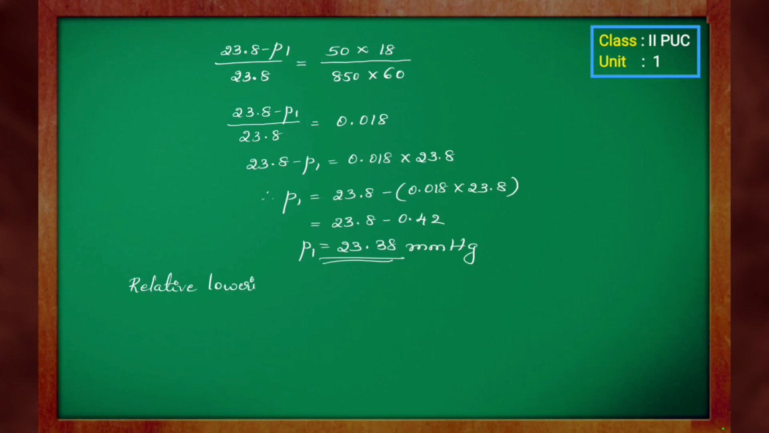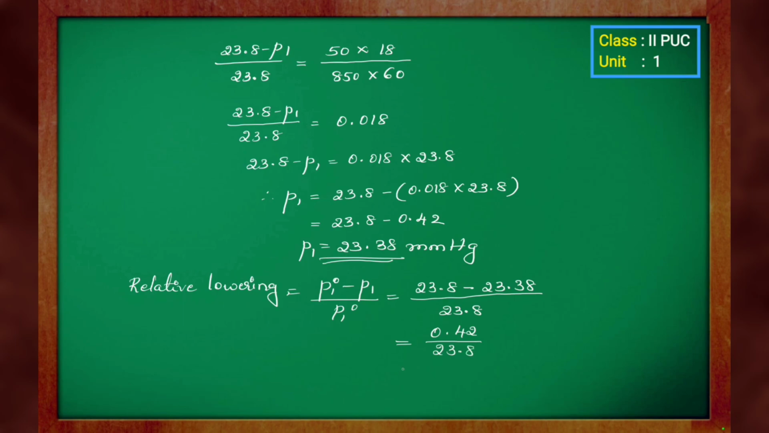So this relative lowering is given by the expression on the left hand side of Raoult's law, which is equal to (P1° − P1) divided by P1°. So this is equal to P1° is 23.8 minus P1, which we have just calculated, 23.38, divided by P1°, which is 23.8. This is equal to 0.42 divided by 23.8, which is equal to 0.0176. So therefore the relative lowering that is observed in the vapor pressure is 0.0176.